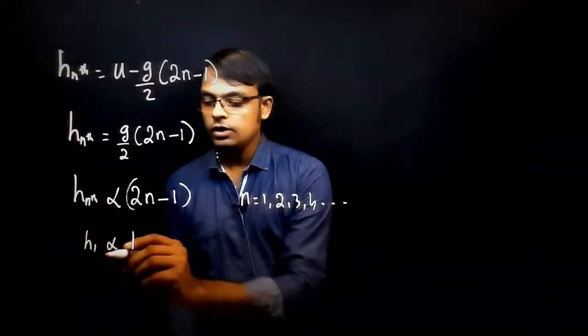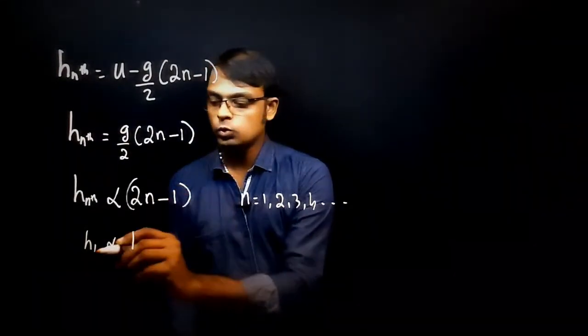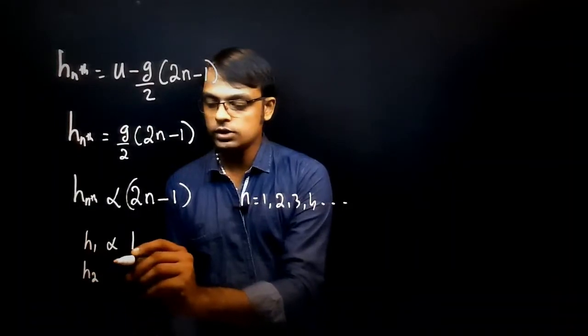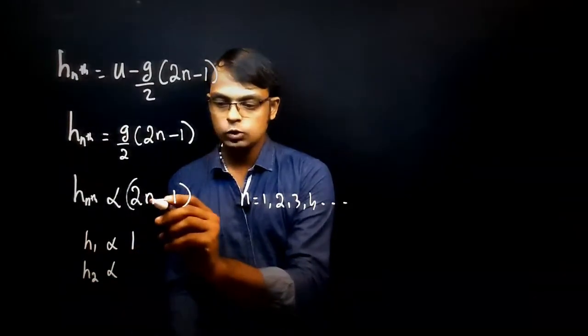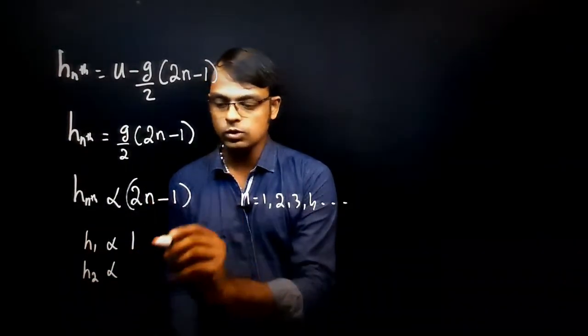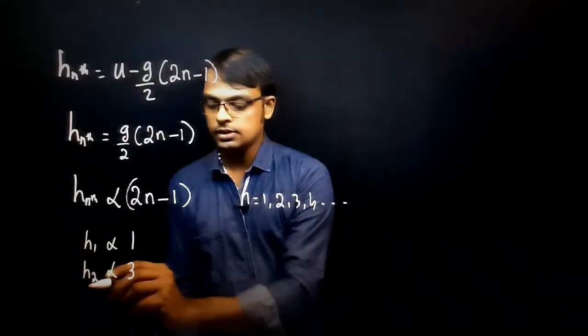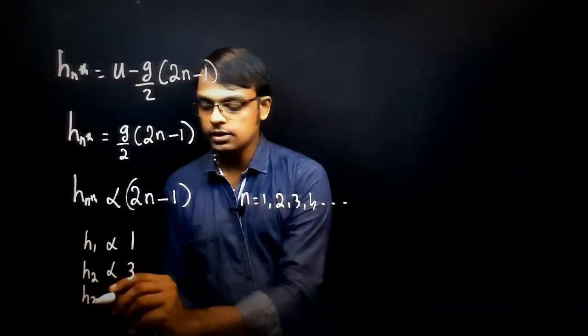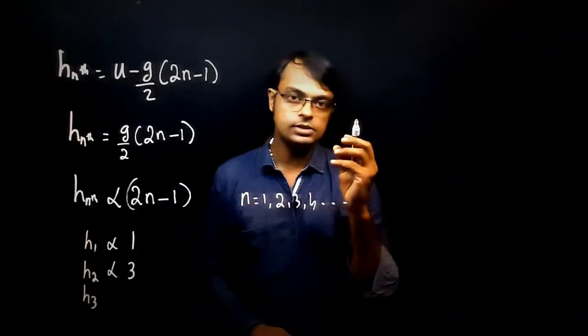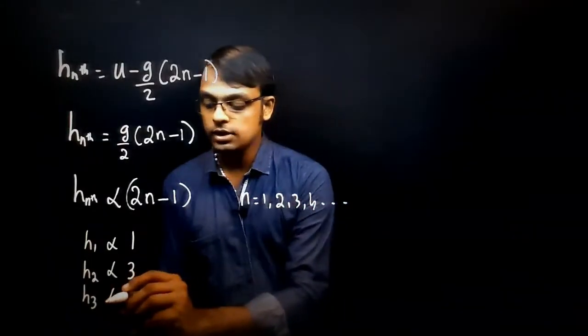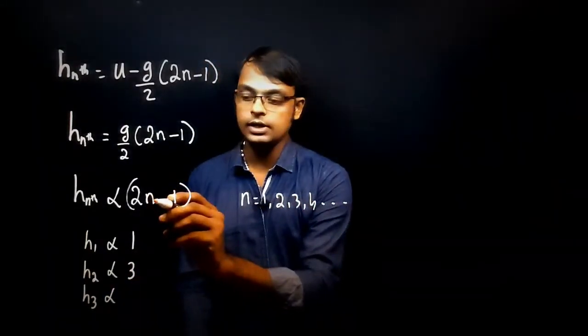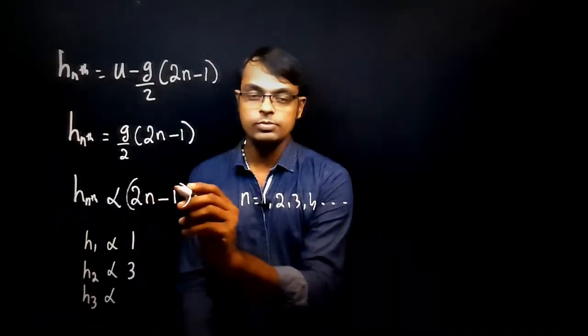If I substitute n equal to 2, I can write h2 is directly proportional to 2 into 2, 4, 4 minus 1, which is 3. Once again, for the third second, the distance traveled in the third second, h3 is directly proportional to 2 into 3, 6, 6 minus 1, which is 5.